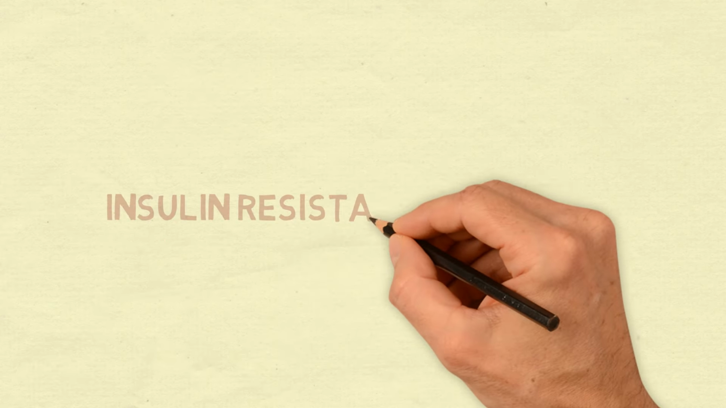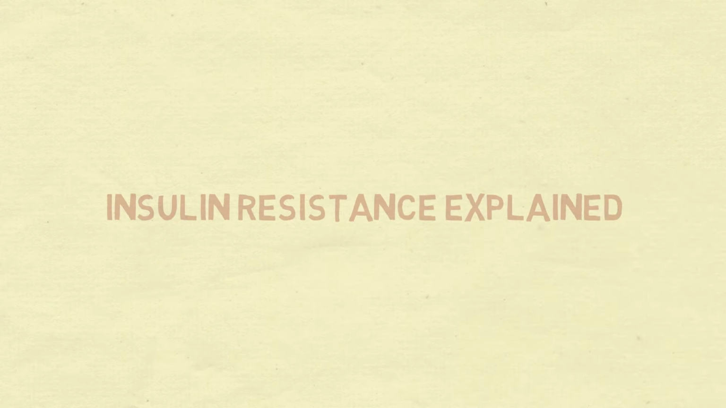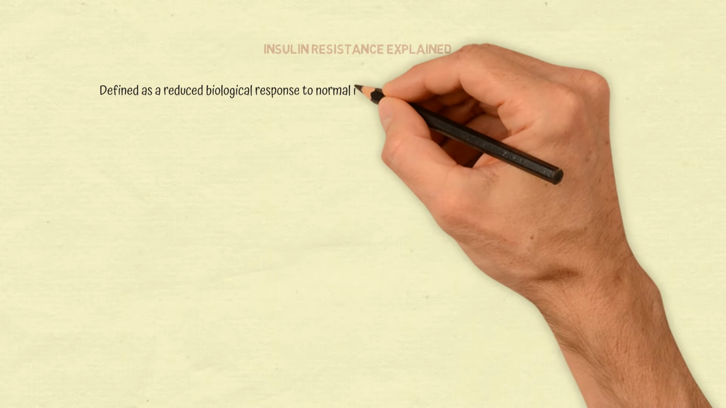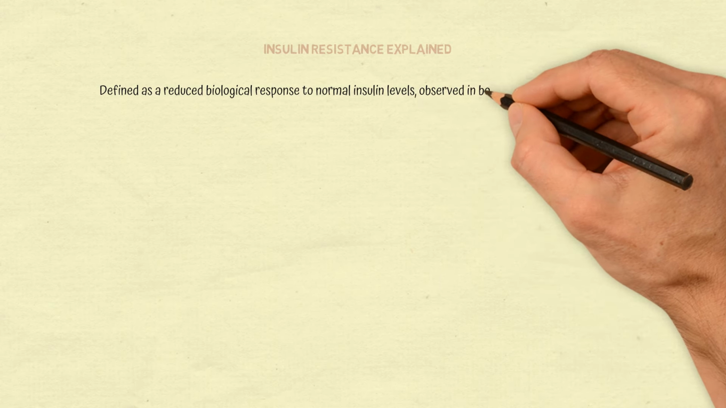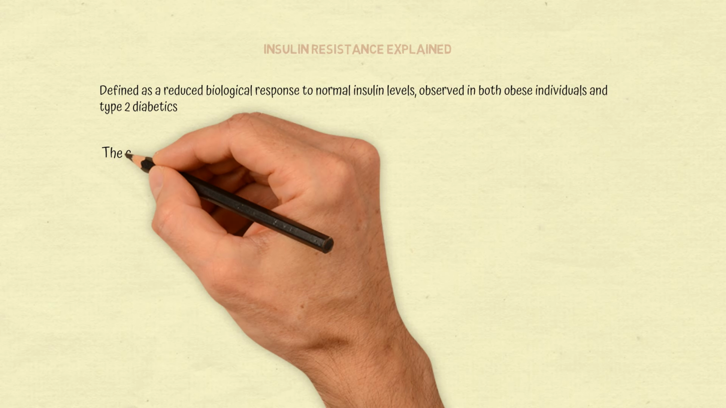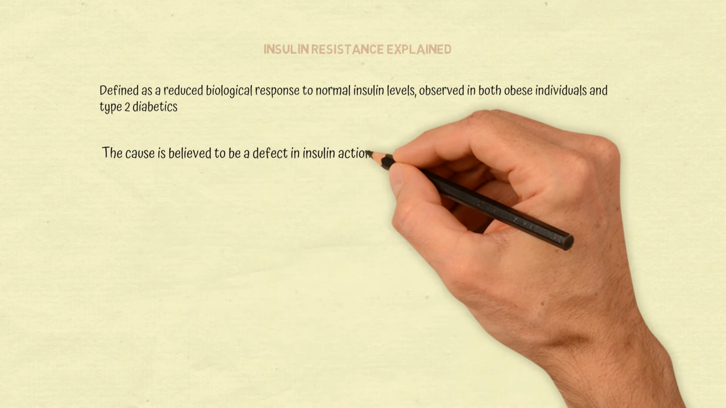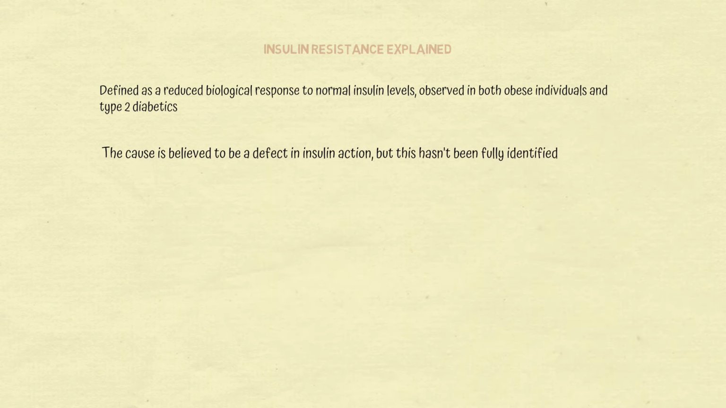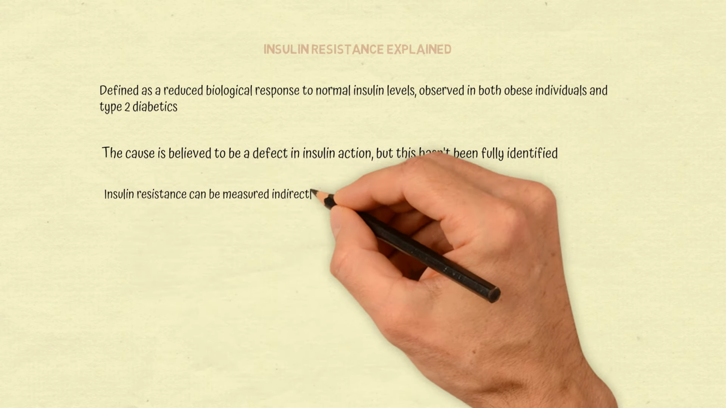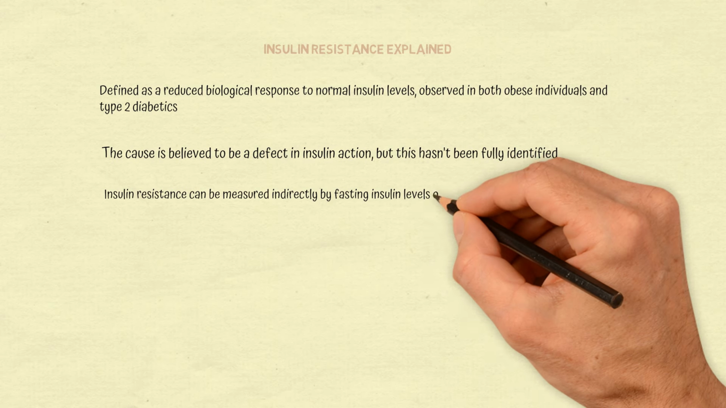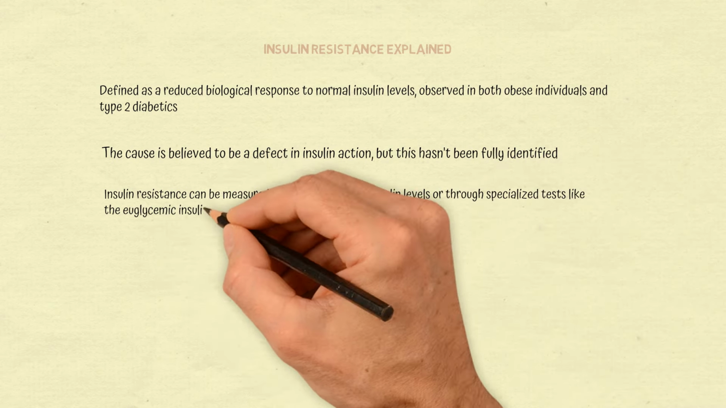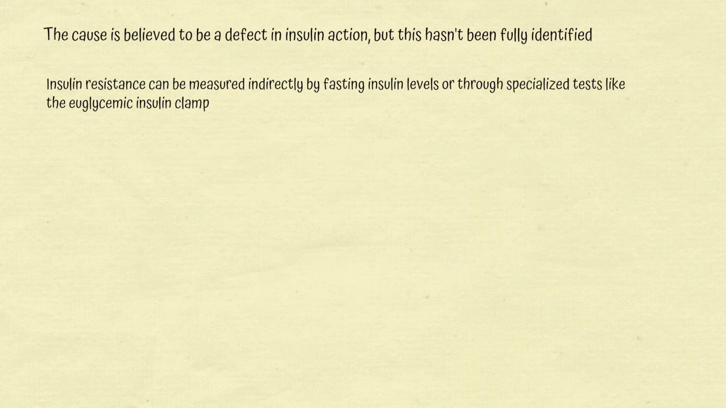So, what is insulin resistance exactly? It's when the body doesn't respond to insulin as it should, even though there's plenty available. It's a common feature in obesity and type 2 diabetes, though we're still not completely sure what causes this defect in insulin action. To measure insulin resistance, we can look at fasting insulin levels or use specialized tests like the euglycemic insulin clamp test, which provides an indirect measure of the body's sensitivity to insulin.